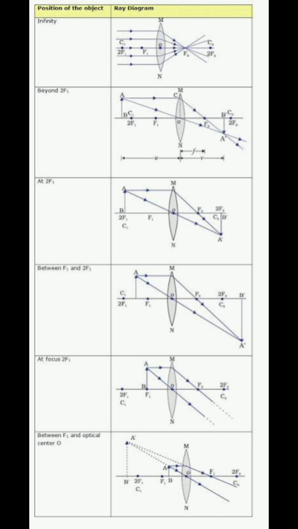Pole, denoted by P, is the center of the mirror surface. Center of curvature, denoted as C, is the center of the sphere. Focus F is where rays meet after reflection. The principal axis is a line passing through P and C. Clear? Now we'll see image formation in concave mirror.